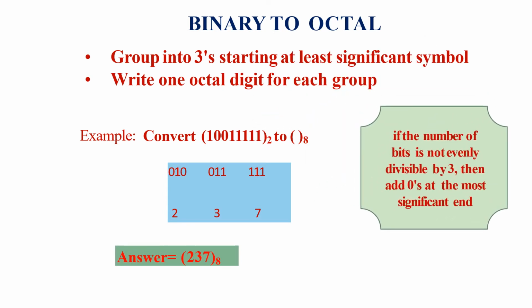Okay, as I told you, if the number of bits is not evenly divisible by 3, then add 0 at the most significant bit. So as we added here, likewise, if it is not evenly divisible by 3, then we can just add 0 at the most significant end. Okay.